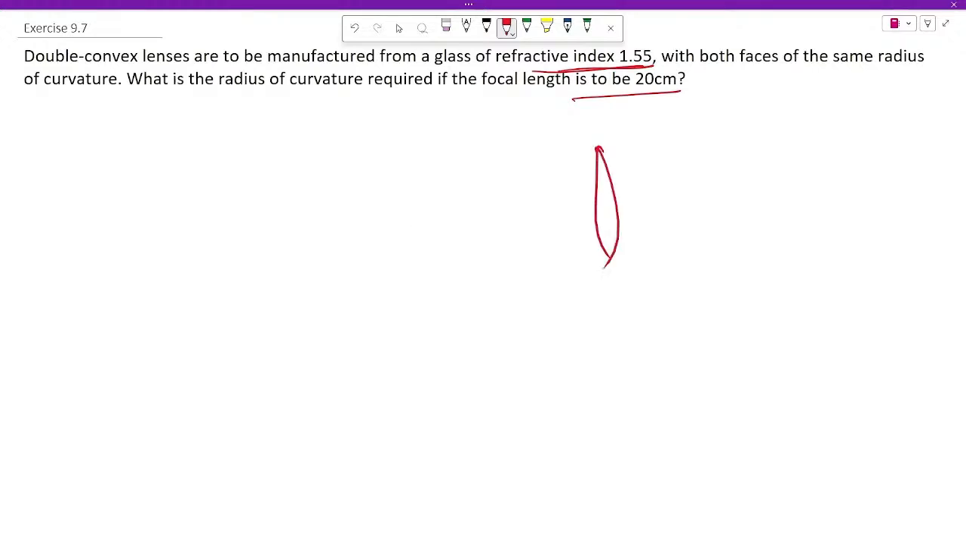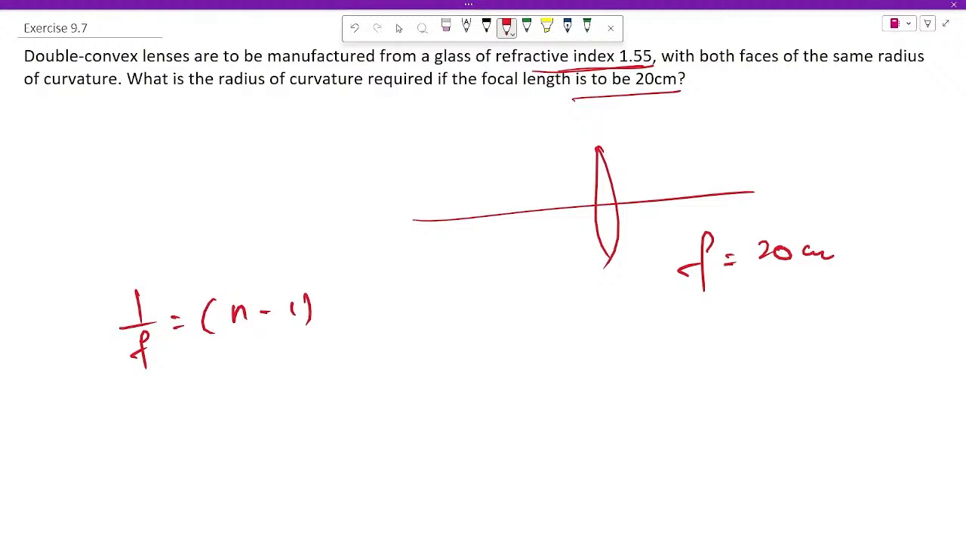It is saying that we have to make a double convex lens of focal length equal to 20 centimeter. So we know the lens maker's formula, that is 1/f = (n - 1)(1/r1 - 1/r2). Here n is the refractive index of the glass with respect to the media in which it is kept, and r1 and r2 are the radius of curvature of this side versus this side.